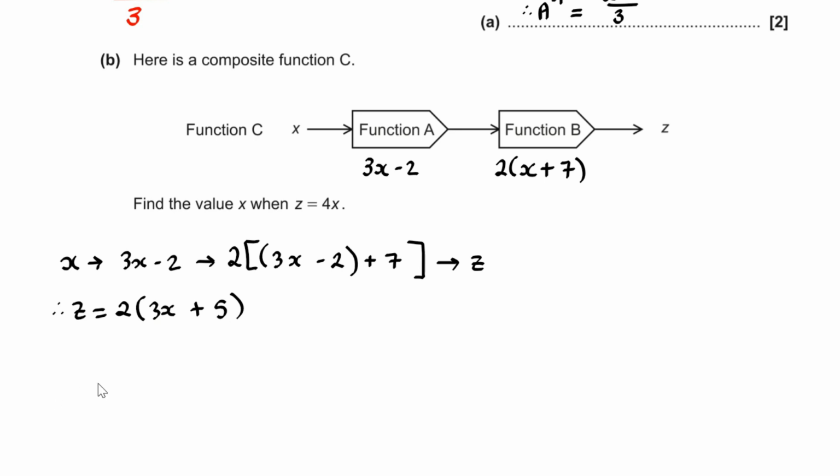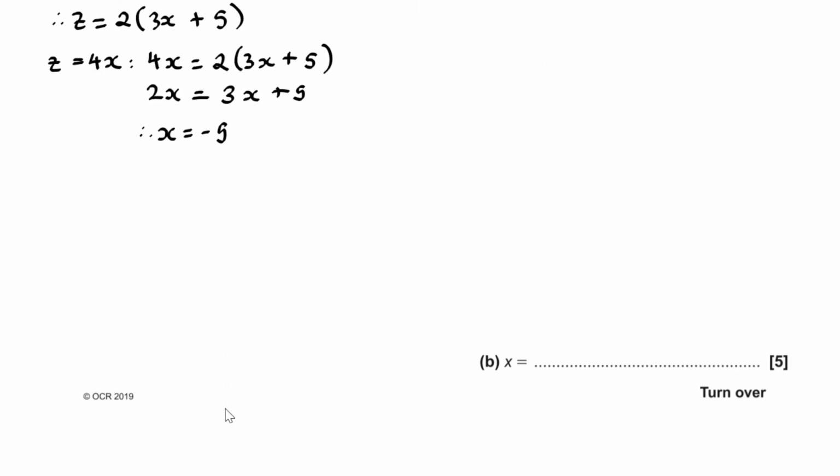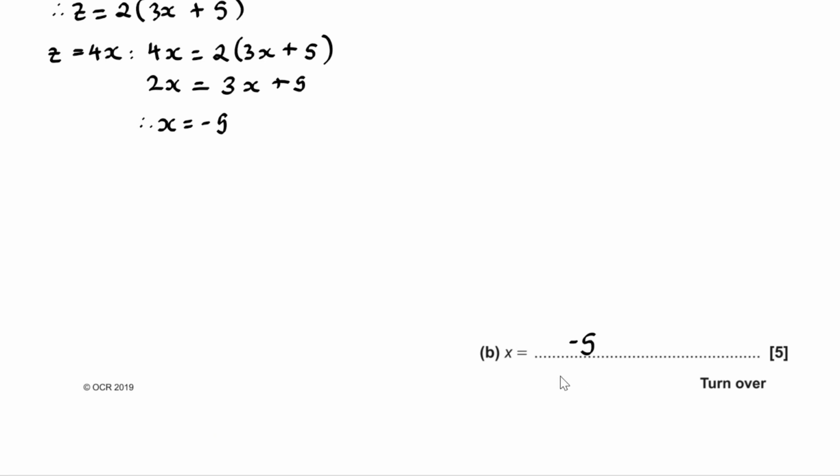So how does this help us? Well, we need to find out the value of x when z is equal to 4x. So when z equals 4x, we have 4x equals two lots of 3x plus 5. If I divide by 2, we have 2x equals 3x plus 5, and therefore you can find x to equal minus 5. So we have x equals minus 5.